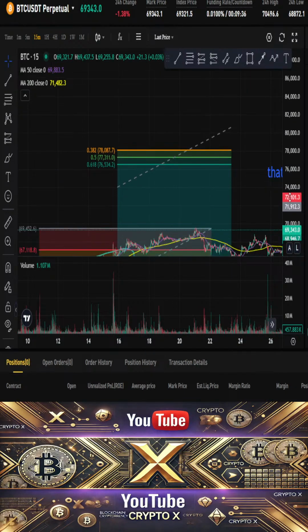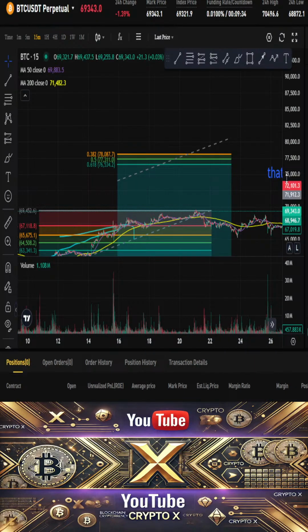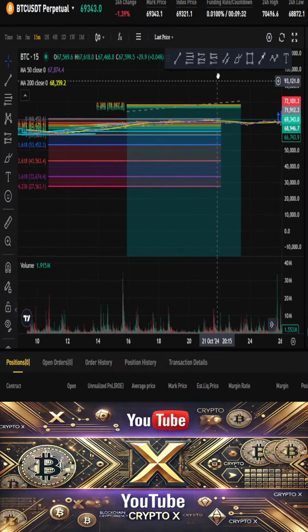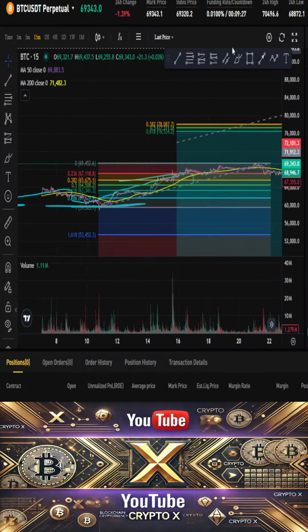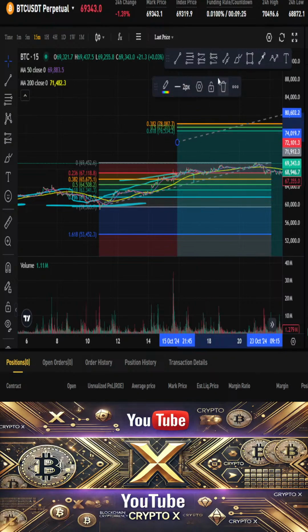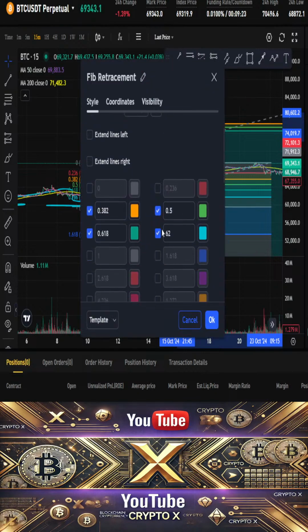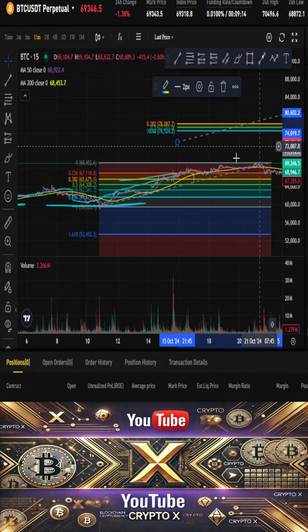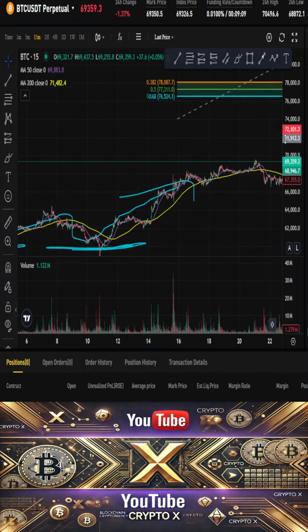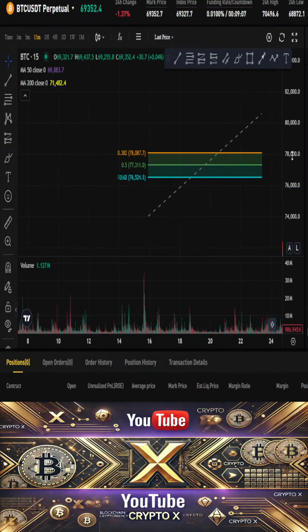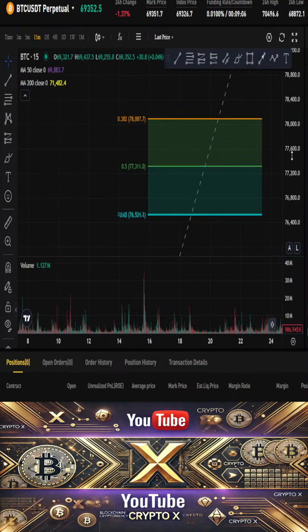So what does this mean? Just a second, where to place it? Just give me one second. It's 0.62. So remove this one, and this will be your Fibonacci for crypto traders. This is the best Fibonacci.